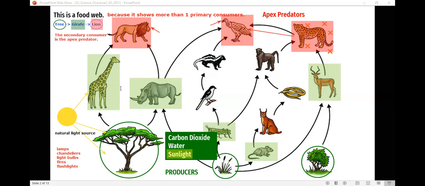Look at these. All of the examples that you gave, are they natural? Are they found in nature? Well, they are made by man. Well, they are made by people. No, they are not natural. They are artificial sources. Artificial sources of light.